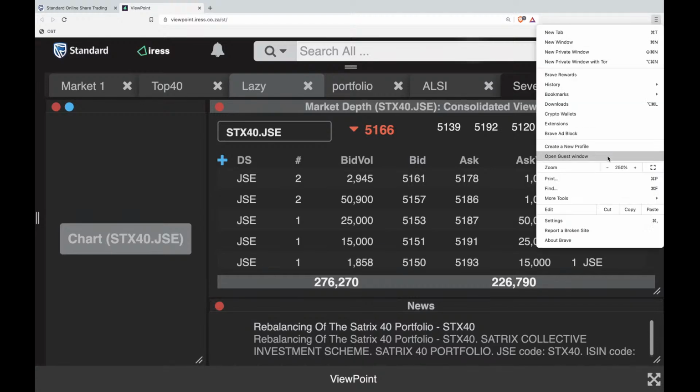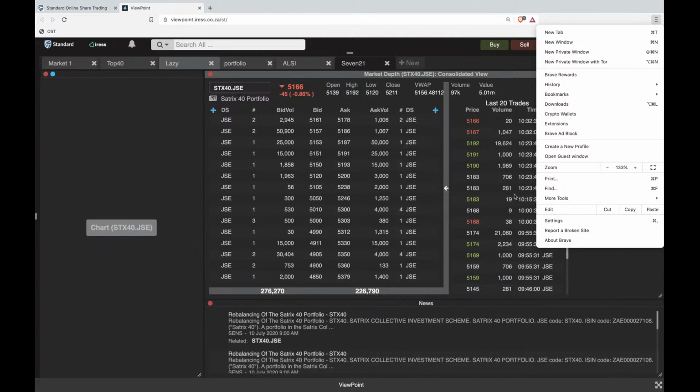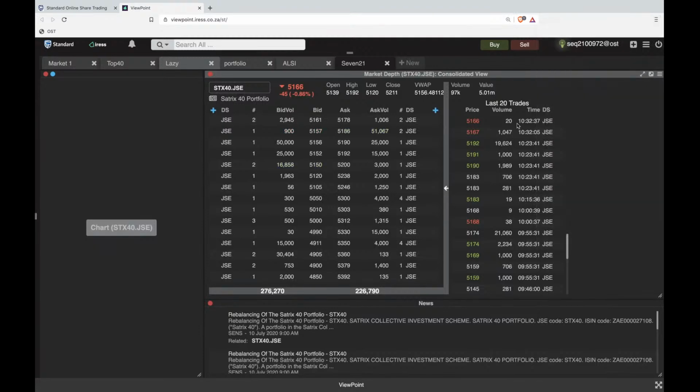If we zoom out a bit, there's been two trades while we've been talking, 32 and 35, both at 51.66, and then a 51.67.